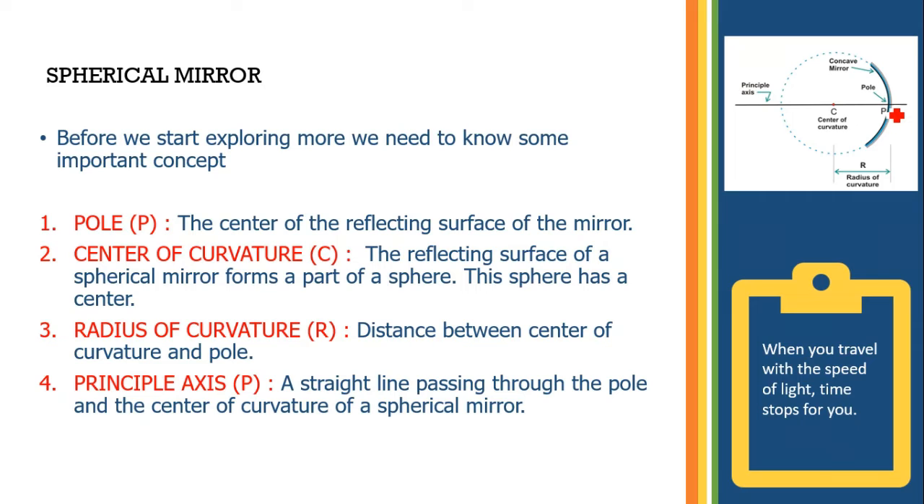Next is principal axis. So you can see a line passing through center of curvature and a pole is known as principal axis. It always passes from center of curvature and pole.